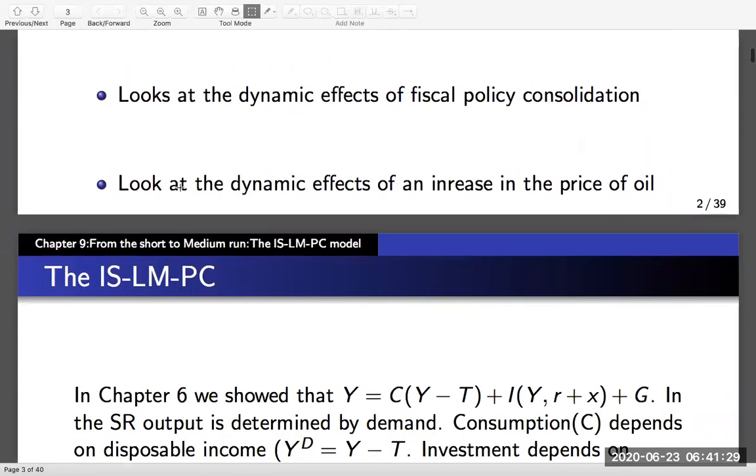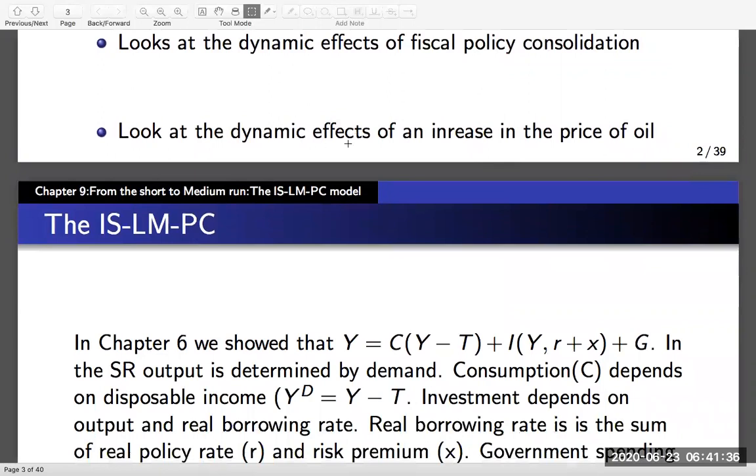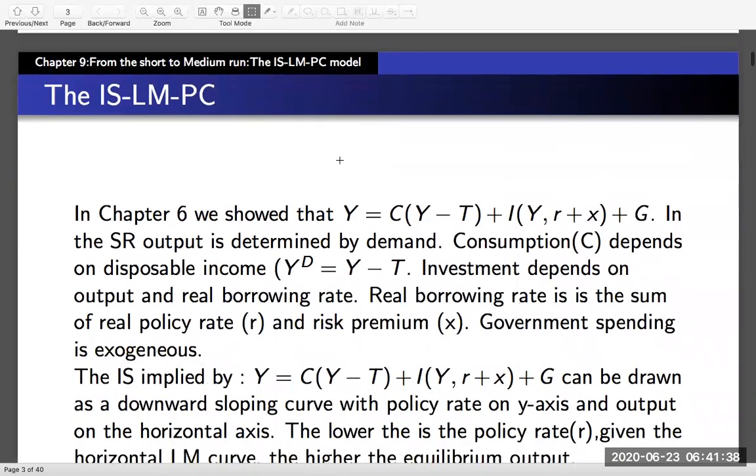Then this is very important, as I say again: look at the dynamic effect of an increase in the price of oil. Don't come to the exam if you don't know that, right?